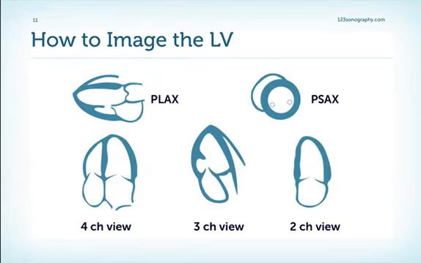Since the left ventricle is such a prominent structure, you will visualize the heart in many views. And actually you should use as many views as possible to get a good appreciation of the size and function. You can use the parasternal long axis view, the short axis view, and apical views such as the four-chamber view, the three-chamber view, and the two-chamber view.